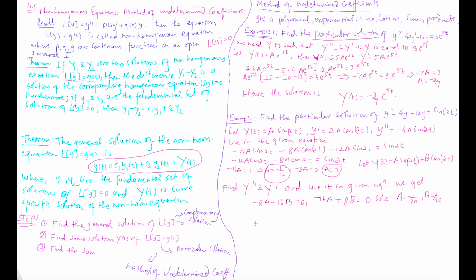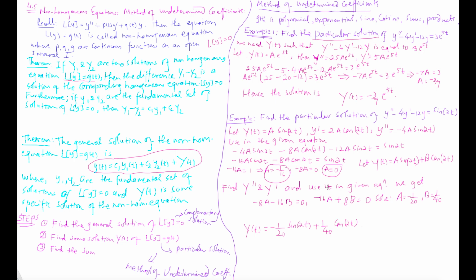So what is the final answer then? The final answer is y of t equals negative 1 over 20 sine twice t, and then plus 1 over 40 cosine twice t. That is the final answer for this problem.